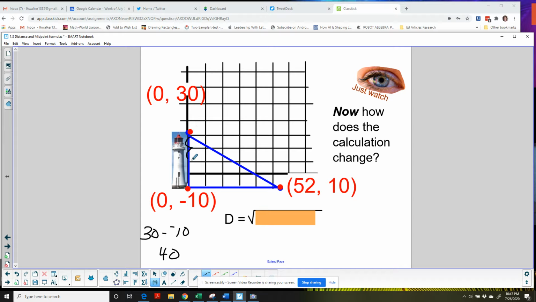You've got 10, 20, 30, and then below the x-axis, 40. Anyway, you do end up subtracting each time to find the length. So you've got 40 squared plus, and once again, I didn't shift it left or right, so it's still 52 squared. Try that, and then take a square root to find the length of the hypotenuse.